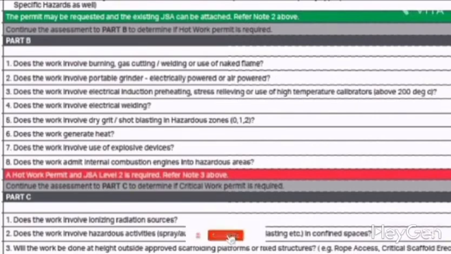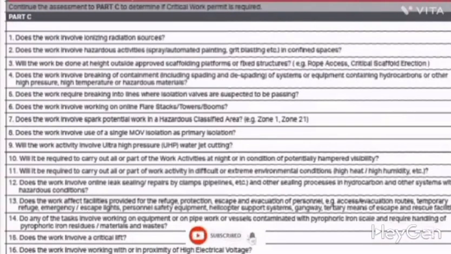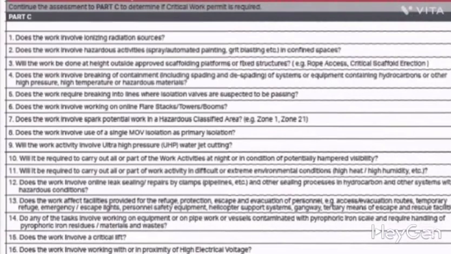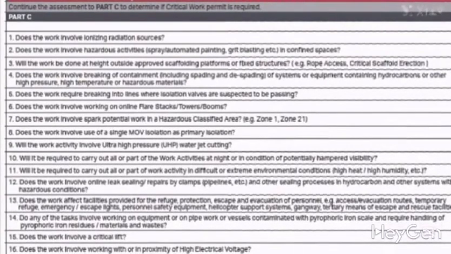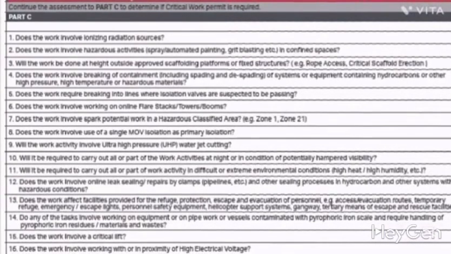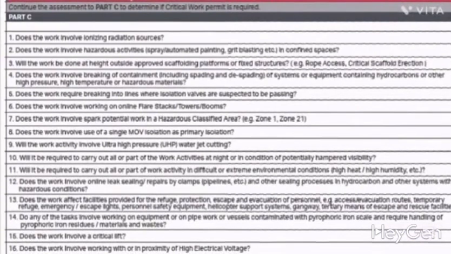Next, we will move on to discuss the critical work permit. In part C, the first point we have is whether the work involves an ionizing radiation source. If that is the case, we will directly say yes and we will get a critical permit. The second point is whether the work involves hazardous activities. What could those be? Spray, automated painting, grit blasting, etc.